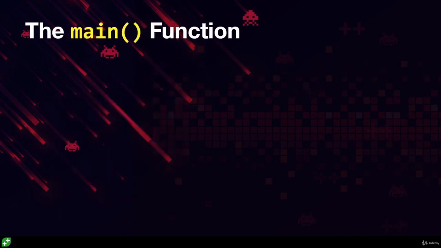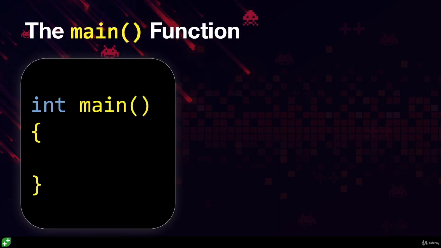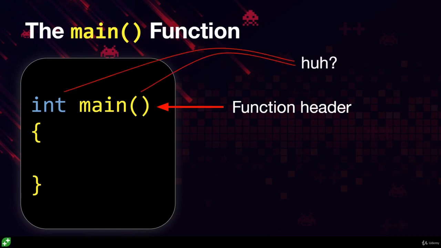Now the main function looks something like this. This line here is called the function header. It consists of the function name, which is main in this case, and these other two confusing parts that make absolutely no sense whatsoever. Don't worry, we'll get to those later and you'll understand them soon enough.